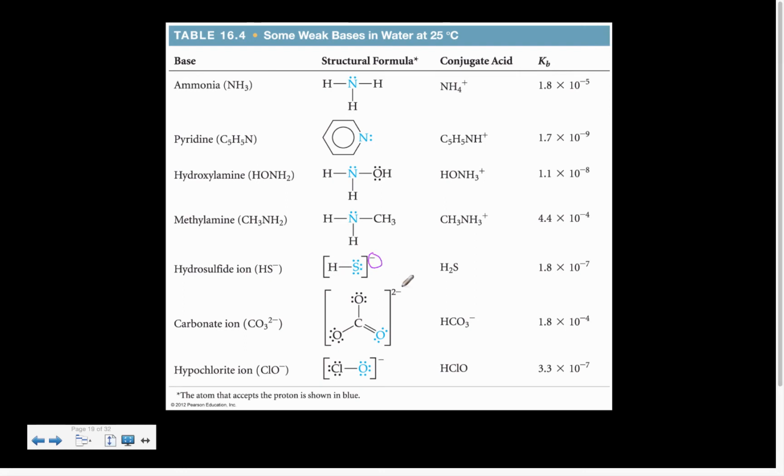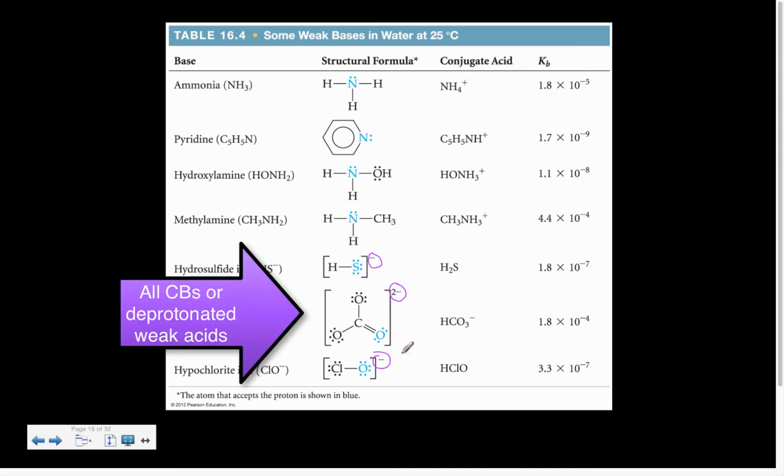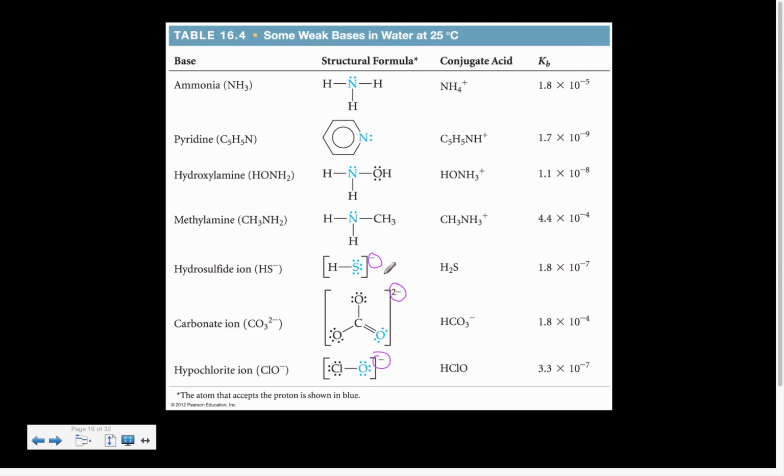Here, these are anions that come from other species. So the carbonate ion would normally be part of something else, normally part of an ionic compound. The hypochlorite ion, or the carbonate ion, would be part of this, and this would be part of that. These are all basically the conjugate bases of something else, but they have basic behavior. Does that make sense? So these are all the conjugate bases of other species, and those are going to be one source of our weak bases: conjugate bases of weak acids.